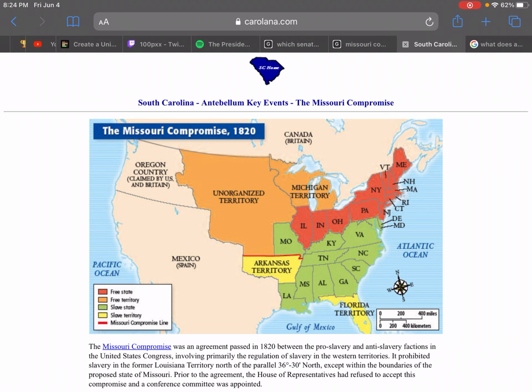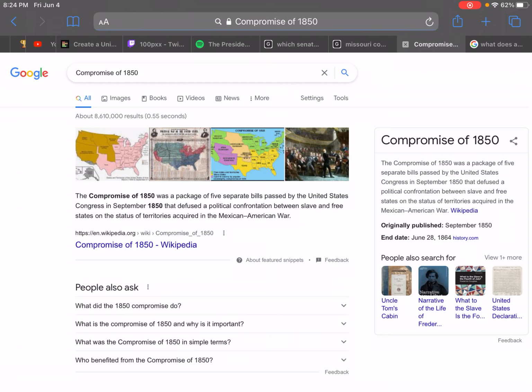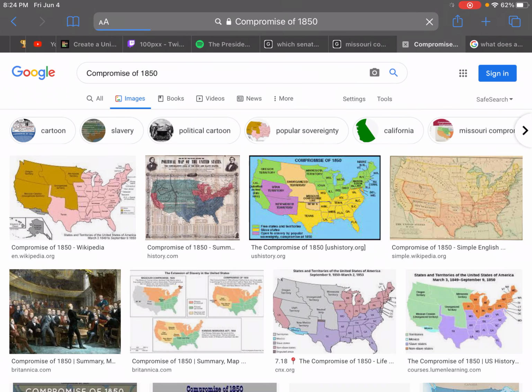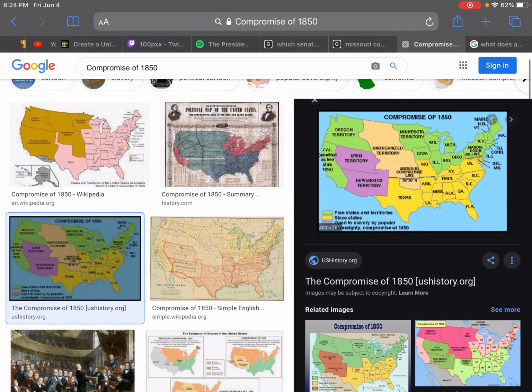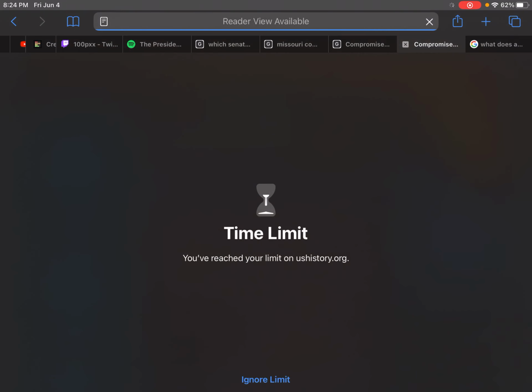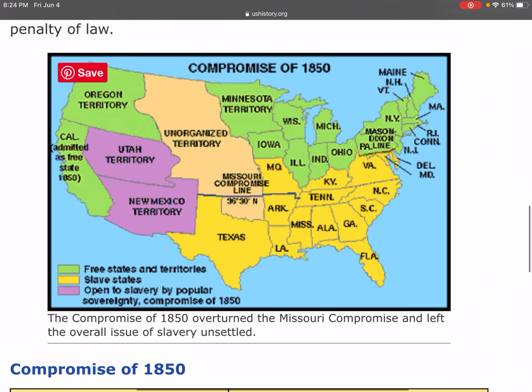But the next thing I want to talk about is the Compromise of 1850. So this was a compromise. Basically, California applied to join the Union as a free state, but the South didn't like that, obviously, so they made a deal. California could be a free state, and the territories of Utah and New Mexico are determined by popular sovereignty, which the people there vote on if it should be slave or free.